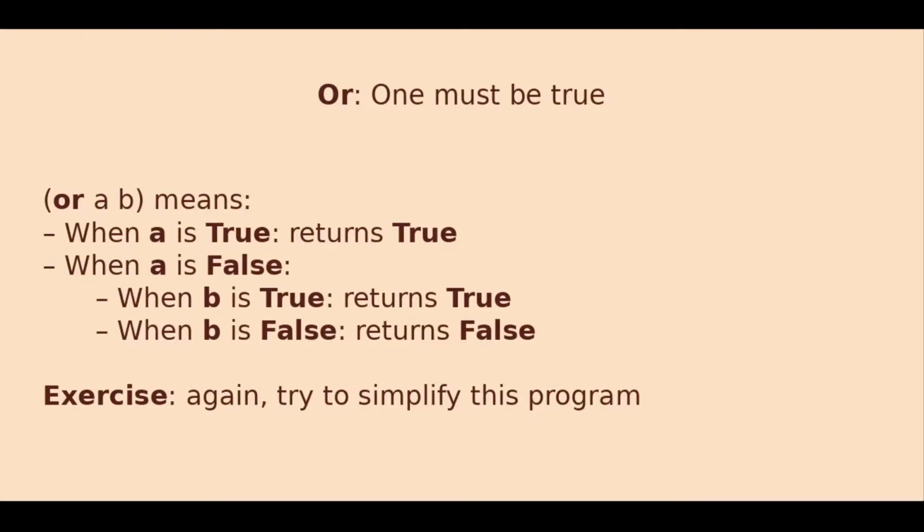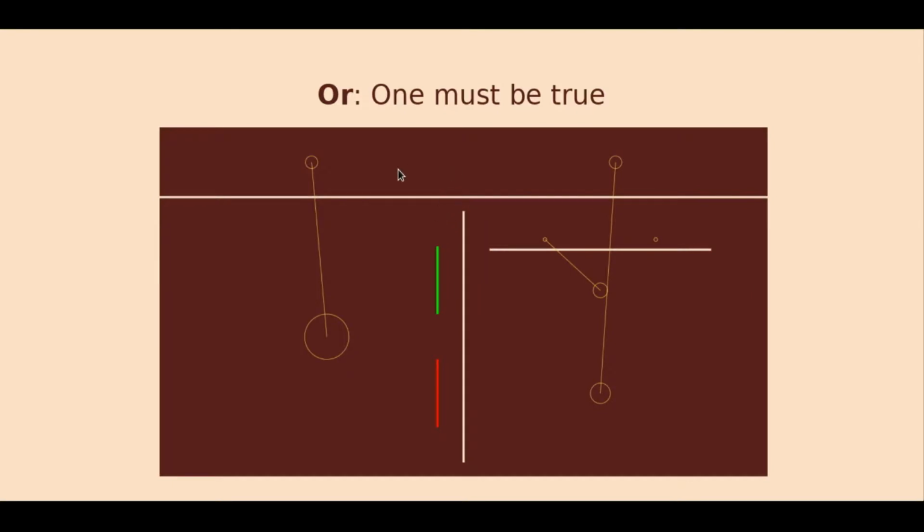Now we have OR. So OR A B means that when A is true, we return true. When A is false, then when B is true, we return true. When B is false, we return false. So again, try to simplify this program. I'm going to show you in 3, 2, 1. Bam. Similarly, this program can be written as: if the first argument is true, then we return true. Otherwise, if the first argument is false, then we return the second argument. Pretty simple.